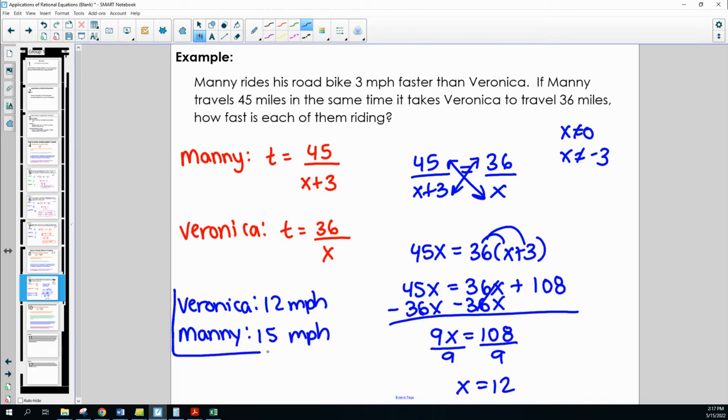Now, if you set it up a different way, like I mentioned before, if you made Manny x and Veronica x minus 3, when you cross multiply, the x you would get would be 15, which would be the x for Manny. And then when you plug it into Veronica, x minus 3, we would end up getting 12.